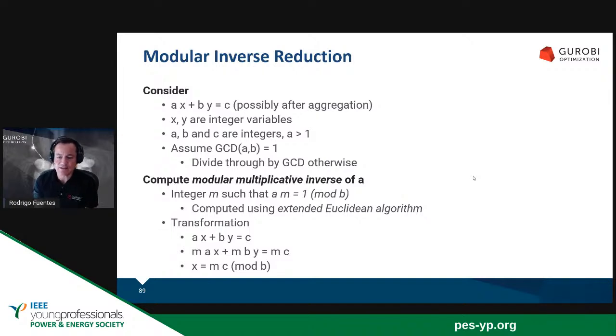If we can find that number m, then we multiply the whole constraint by m, as you see in the line on the bottom. We take ax plus by equals c, and we multiply by m. Then we have m times ax, m times by, m times c, and we take the modulo b of that equation. Because it's modulo b, we're going to solve for x. The coefficient m times by modulo b becomes 0, and then we're left with just m times c modulo b. So we eliminated y from the equation using this number theory modular inverse reduction.